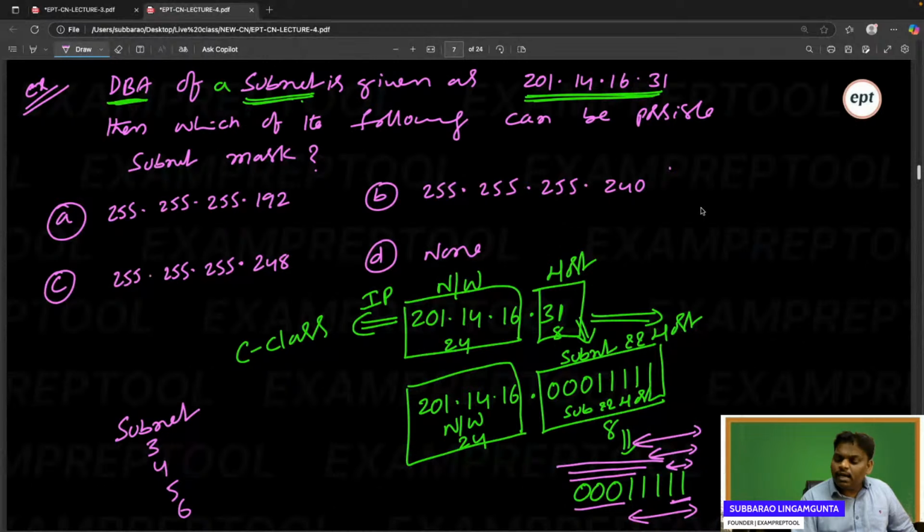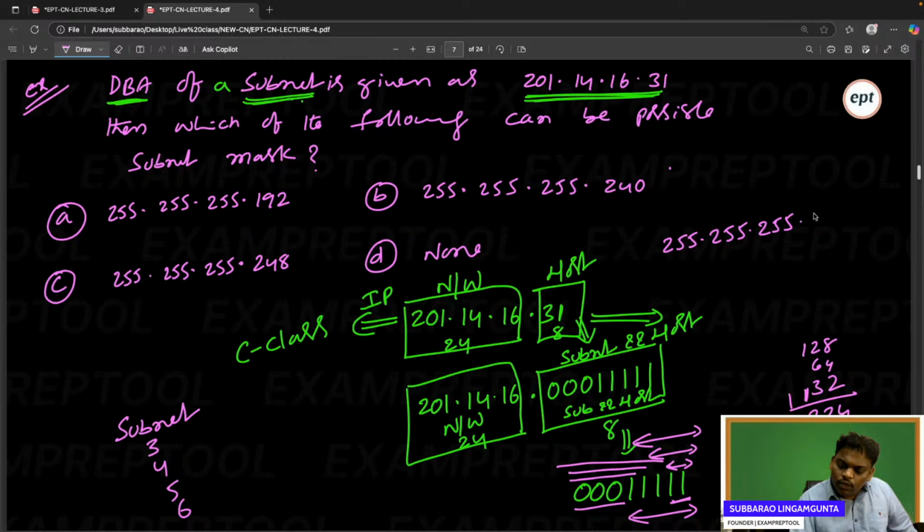Suppose 3 bits belong to the subnet, then what is the answer? The first 3 bytes are anyhow ones because of the subnet mask, the network area is all ones. But in the last byte, if the first 3 bits are ones, that is 128 plus 64 plus 32, which is 224. So 224 is one subnet mask if 3 bits are for the subnet.